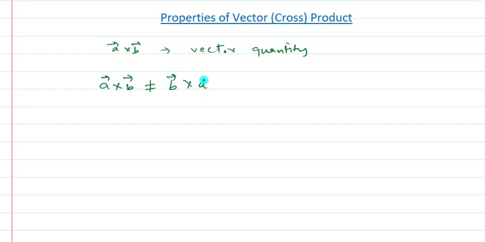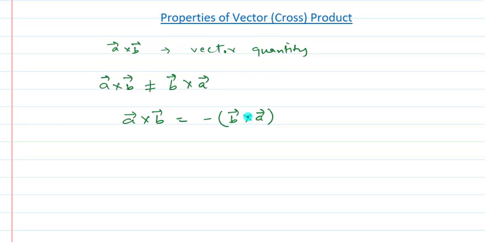Now let us discuss the properties of the vector product. Very first thing, A cross B is a vector quantity. As the name says, it is a vector product, so the resultant is a vector quantity. Second thing, as A cross B is a vector quantity, it does not hold the commutative property. That is, A cross B is not equal to B cross A. But we have A cross B is equal to minus B cross A.